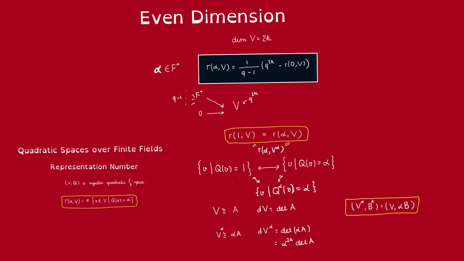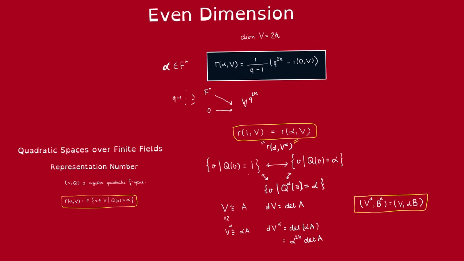And here's where we use the hypothesis that V is of even dimension, because then these are going to be equal modulo a square, because the discriminant is only determined up to a square. So the discriminants of these are the same, their dimensions are the same, so these two spaces are isometric, and thus the number of representations of alpha in V alpha is equal to the number of representations of alpha in V. And so that means that the number of representations of alpha in V must be equal to the number of representations of 1 in V. So the number of representations of all of the non-zero elements in V are the same. And thus we get the following formula.